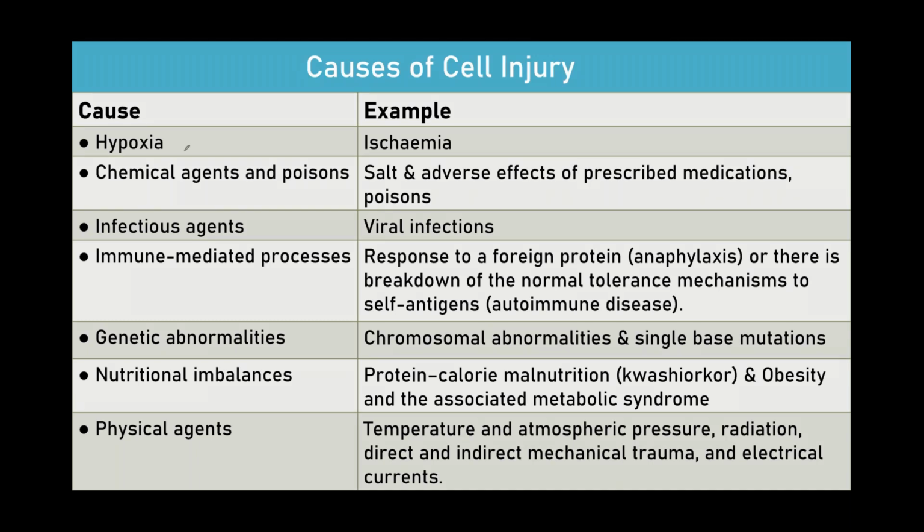Here we said first hypoxia. Hypoxia is the most important cause of cell injuries. We will discuss later what is meant by hypoxic cell injuries. The example for hypoxia is ischemia, which is poor blood supply, leading to decreased oxygen carrying saturation. And the chemical agents here, such as salt, adverse effects of medication, or poison.